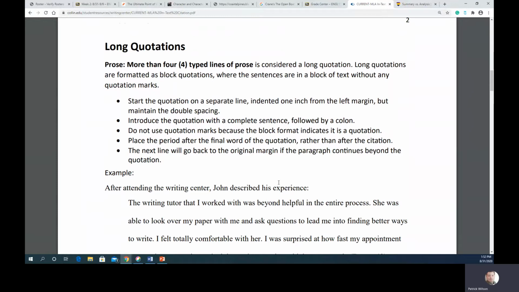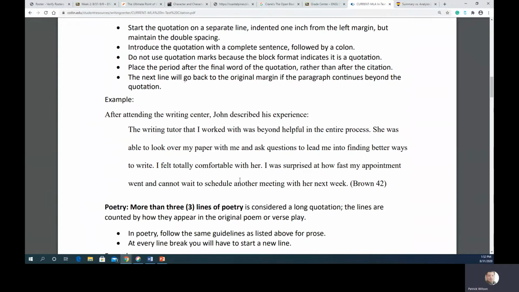So if you use a quote of prose that is 4 lines or more, then you want to set off the quotation as it is here, right? You're going to have that lead into that particular block. So again, we have this, John described his experience. Notice now, because it's a longer quote, we have that colon. Experience is a noun, right? In this case, it's not a verb, so the colon will work there.